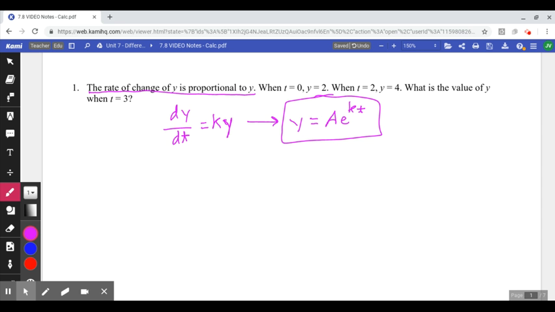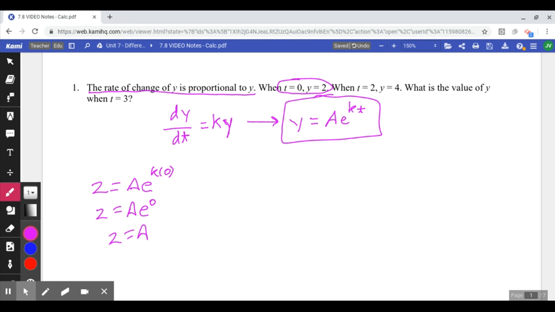So t is equal to 0 and y is 2 is going to be our first thing we're going to take a look at. If we substitute in here, we've got 2 is equal to a times e to the k times 0 power. Well, e to the k times 0 power is the same as e to the 0 power, which is 1. So using our first given information, t is equal to 0 and y is equal to 2, we've successfully found the value of a.